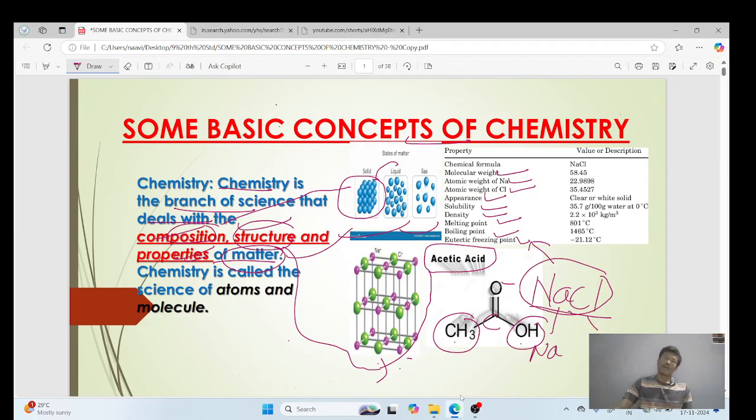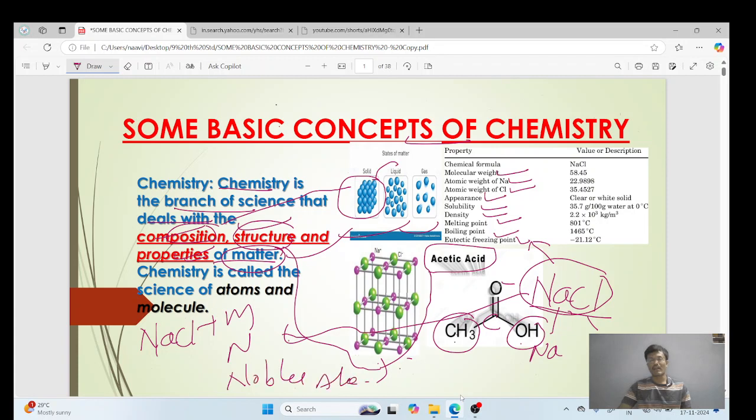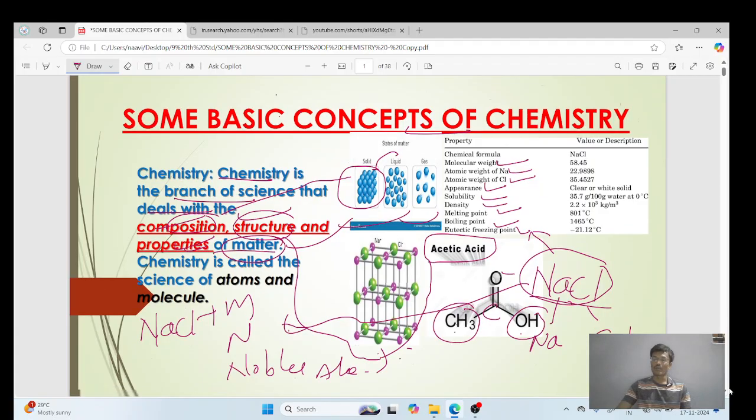Now in chemical properties, we look at how NaCl reacts with metals, non-metals, noble gases and alkalines. Okay, so these are the properties of a compound.